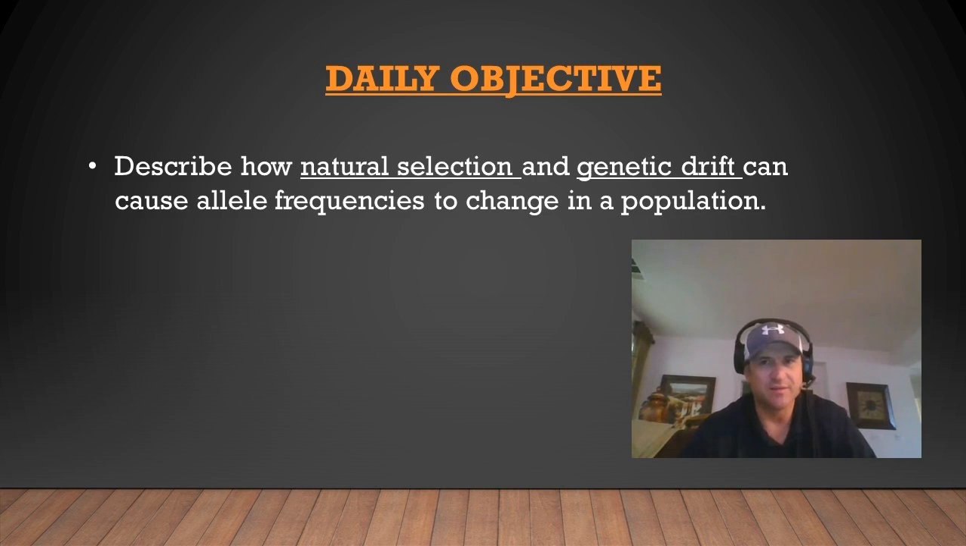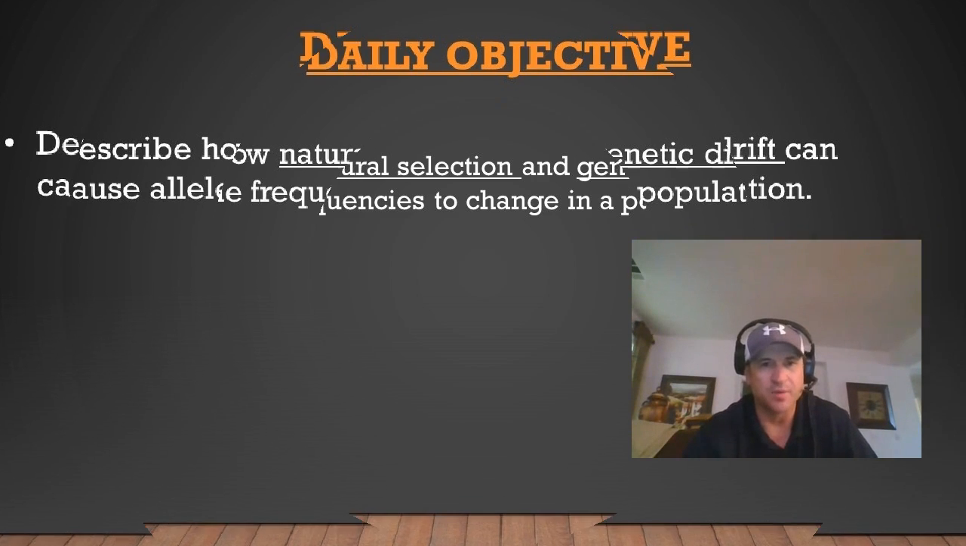Today's daily objective: describe how natural selection and genetic drift can cause allele frequencies to change in a population. Now, if you don't know what natural selection or genetic drift is right now, that's fine because we haven't gone over them. If you don't know what an allele is by now, well, I guess you'll have to go back and look through our old Edpuzzles on genetics, because you should know what a gene and an allele is by now. All right, I hope you enjoy it.